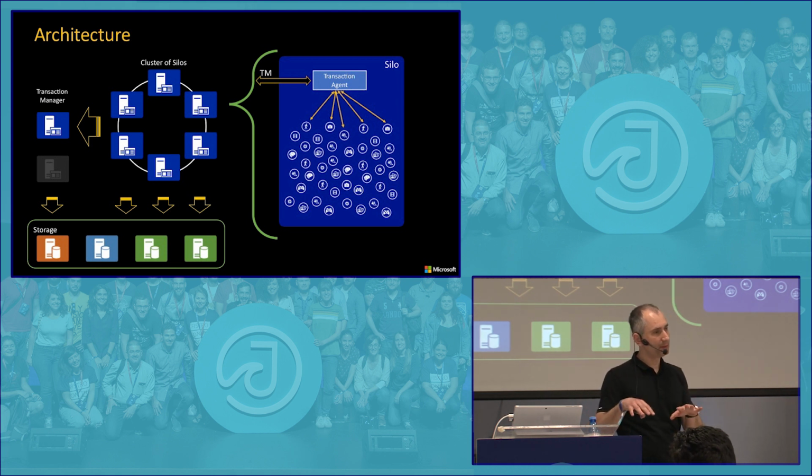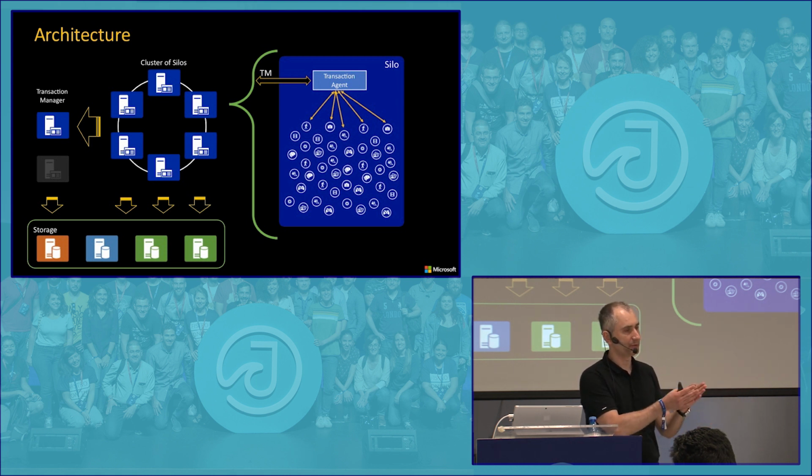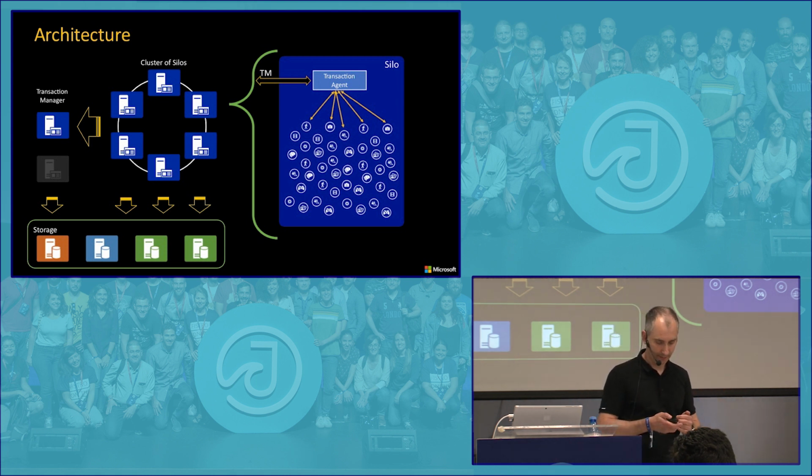And notice that storage is completely decoupled. So like I said, different grain classes can use different storage. You can use SQL, you can use blob, you can even use file system. And there is a separate storage requirement for the transaction manager, for the transaction log. So that's why they're all colored differently. For reliability, you might want to have a standby transaction manager because it's a single bottleneck in the system or a single point of failure. So in case it fails, you want to have another one that will quickly start, read the transaction log, and continue operation.